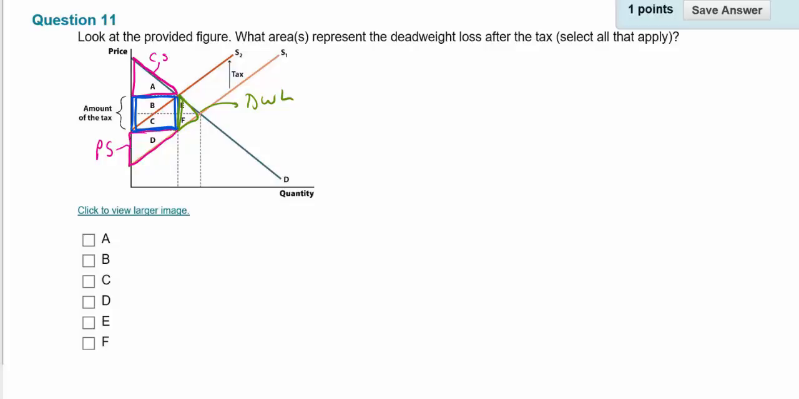But the producer surplus and the consumer surplus that used to be E and F, those are totally lost. Nothing comes of that. Society's not gaining anything there. It's considered loss. And so that little triangle is considered our deadweight loss. E and F.